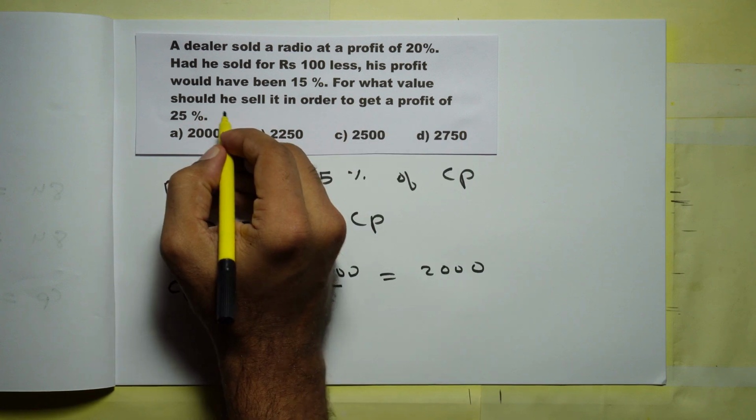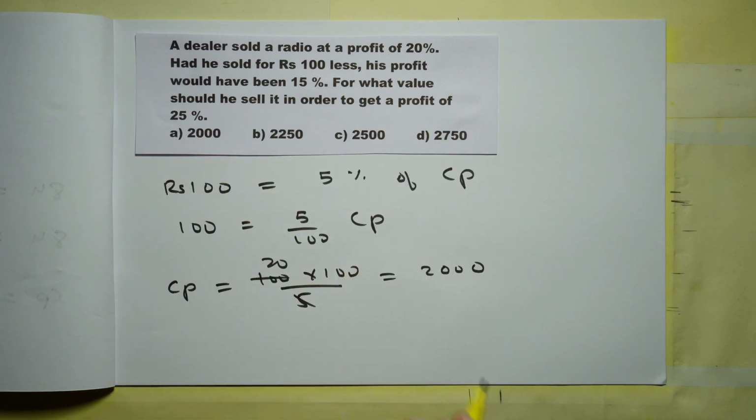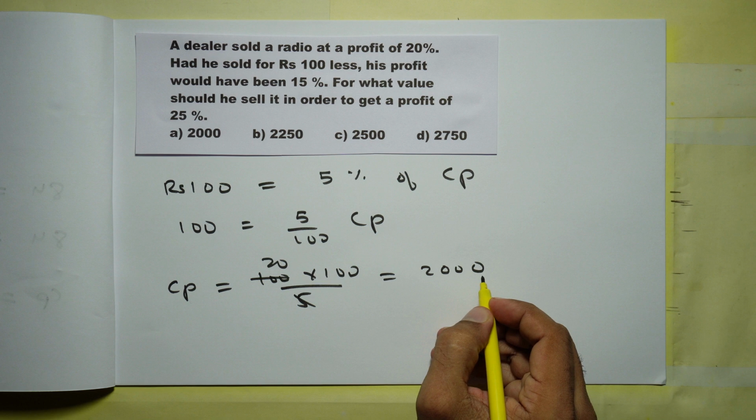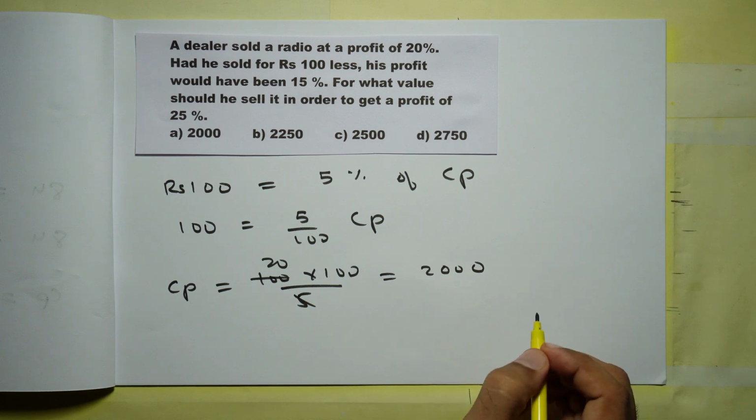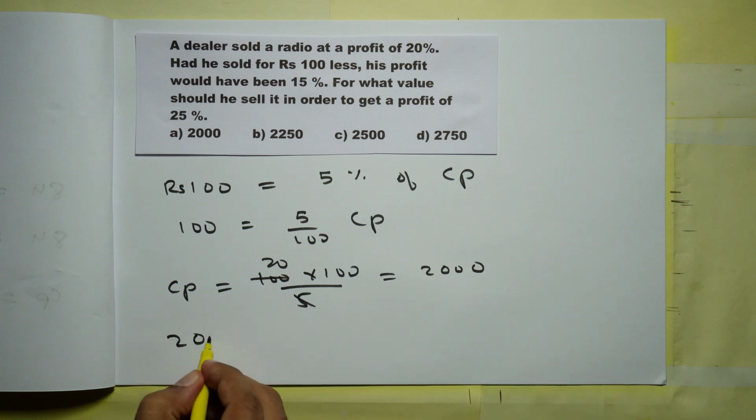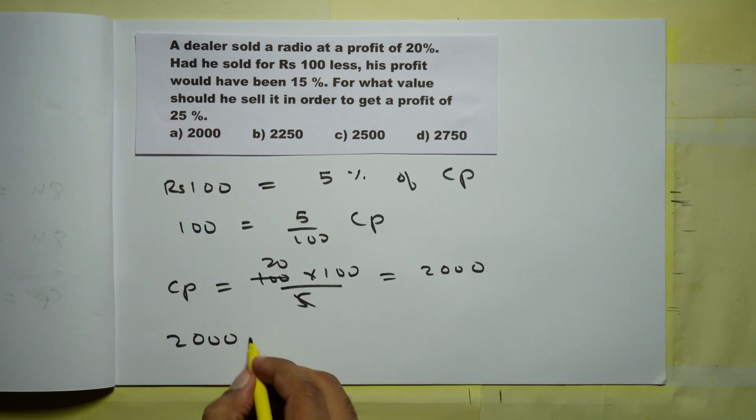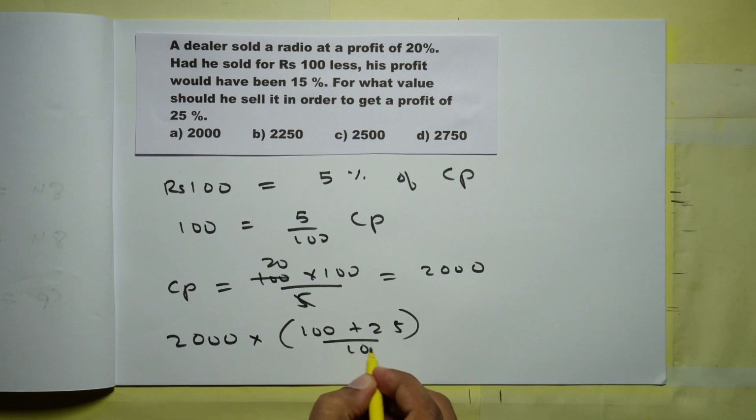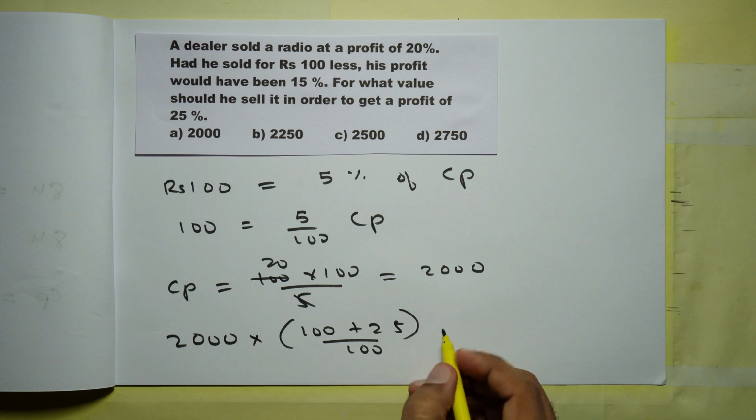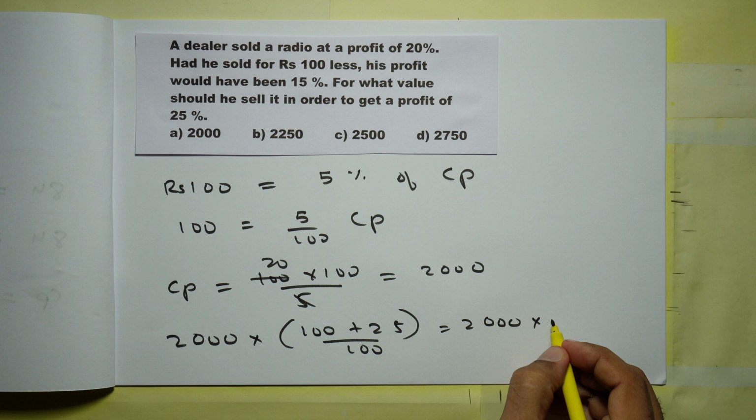For what value should he sell it in order to get a profit of 25%? Now to get a profit of 25%, you have to increase the cost price by 25% and sell it. So you have the cost price as 2000. To increase this value by 25%, you have to multiply by 100 plus 25 by 100. This is how you can increase a value by 25%. So that will be 2000 into 125 by 100.